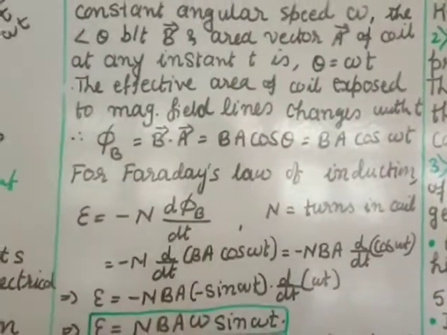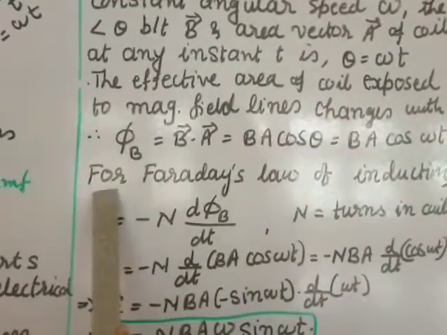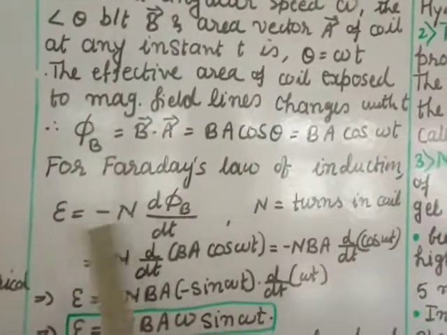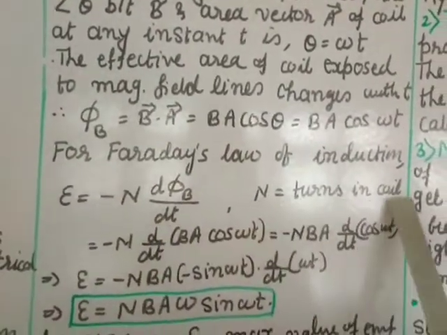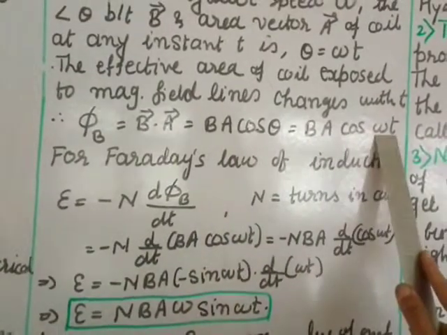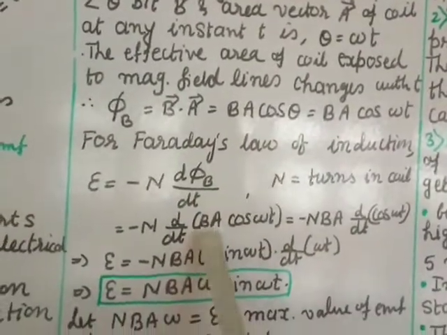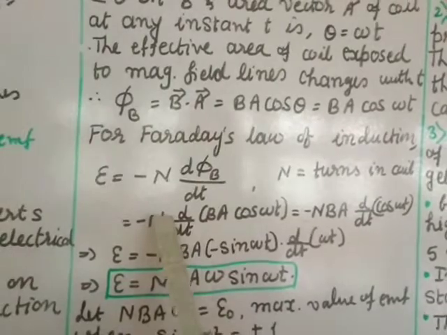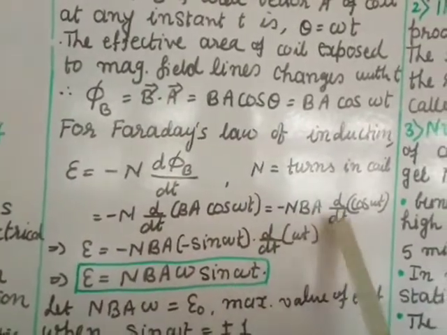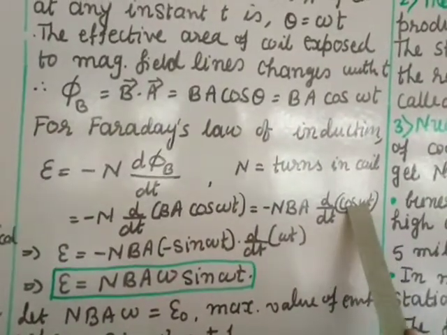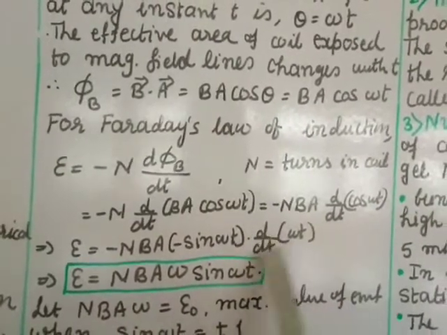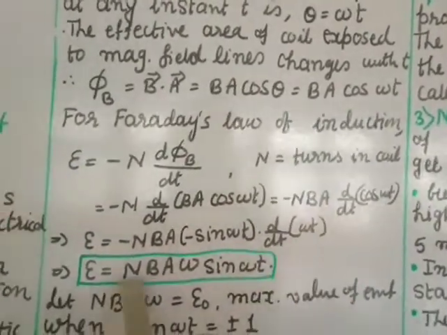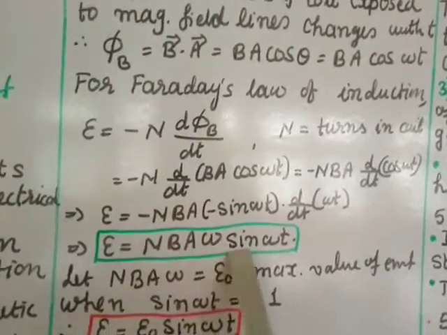By Faraday's law of induction, E is equal to minus d phi B by dt. N is the number of turns. Put the value of phi B, BA cos omega t. B is constant, A is constant, take out of the differentiation, so minus N BA d by dt of cos omega t. Cos derivative is minus sin omega t. Once again you do d by dt of omega t, which is omega. So I have written here N BA omega sin omega t.